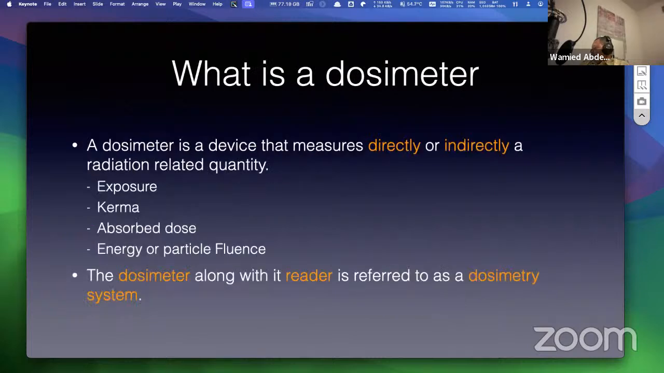The device used to measure these quantities is called the dosimeter. And usually a dosimeter will have some sort of a reader with it. The combination of the dosimeter and its reader is called a dosimetry system. For example, for an ionization chamber, we have the chamber and then we have the electrometer. So the chamber and electrometer are a dosimetry system. A TLD, for example, and the TLD reader, a device that reads the dose on a TLD, is also a dosimetry system.